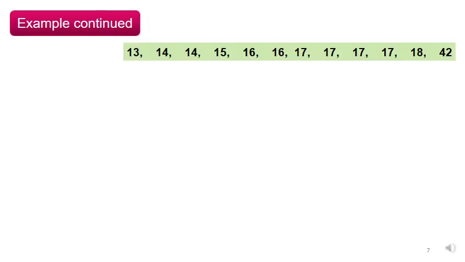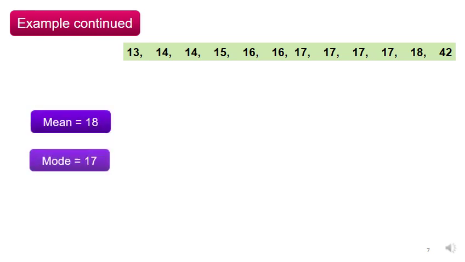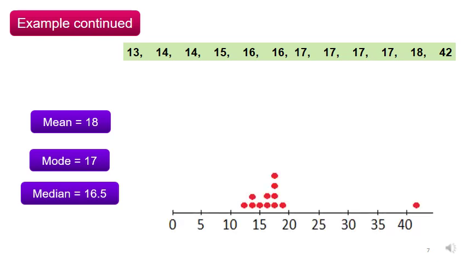If we carry on with the same example now, there are our values, and we calculated mean, mode, and median. Here's a dot plot of our data. Our median would lie there at 16.5, our mode would lie there at 17, and the mean there at 18. Notice with this data set that we've got an outlier. We've got 42 sitting way out on the right hand side.